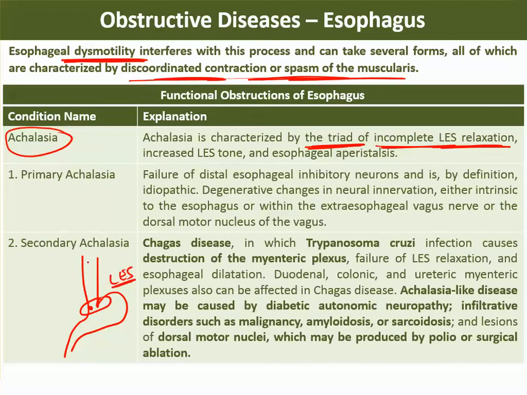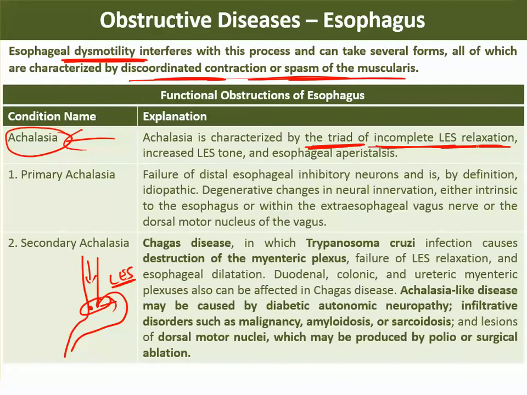So when the food comes, they should relax. Only then can the food go into the stomach. If they are constricting or not relaxing, why? Because the muscle surrounding the sphincter is not relaxing, so automatically they cannot send the food down. That will lead to dysphagia, and clinically it is called achalasia.